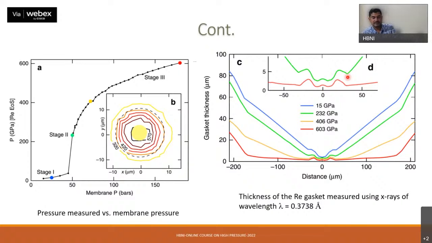So this thickness of the rhenium gasket, they have measured using X-rays of 0.37 angstrom. So this is almost close to more than 40 keV X-rays. That's the advantage of synchrotron having higher flux, that you can use really very high energy X-rays to probe these kind of studies or these kind of cells.